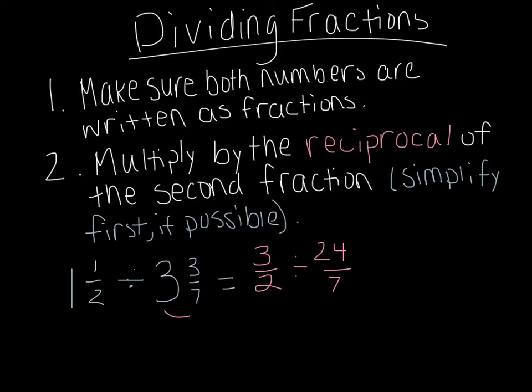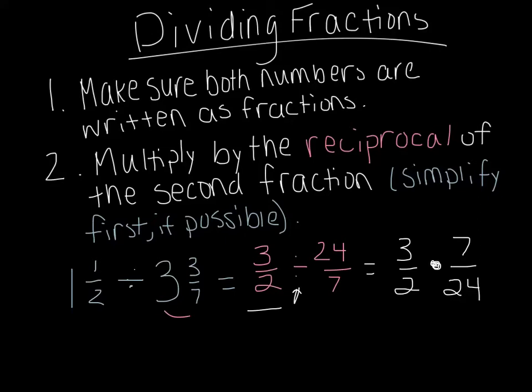The second step I want to do is to multiply by the reciprocal of the second fraction. And remember, the reciprocal is just when you flip the number, you flip the numerator and denominator around. Okay, so to do this, let's use a different color here. This will become 3/2, so the first number stayed the same, but now instead of dividing, I'm going to multiply, and I'm going to multiply by the reciprocal. So the reciprocal of 24/7 is 7/24.